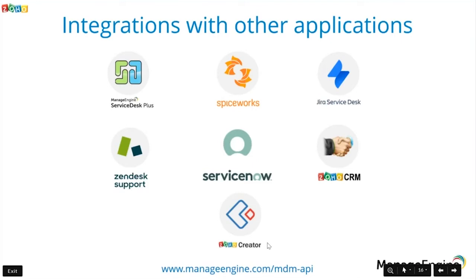Other applications can also be integrated by using the public API key, which is available on the below mentioned URL to perform seamless integrations. The URL is www.manageengine.com/MDM-API.